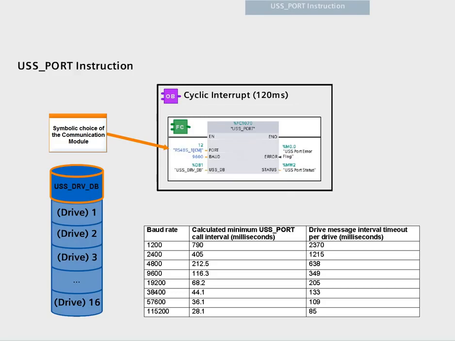Since every data exchange to a drive requires a certain amount of time, there is a smallest possible call interval for each possible baud rate. The table shows that for a baud rate of 9,600 baud, the cyclic interrupt would have to have a value of 120 milliseconds to guarantee smooth communication to the next drive. Please note that a higher baud rate may mean a higher sensitivity to electromagnetic interferences.